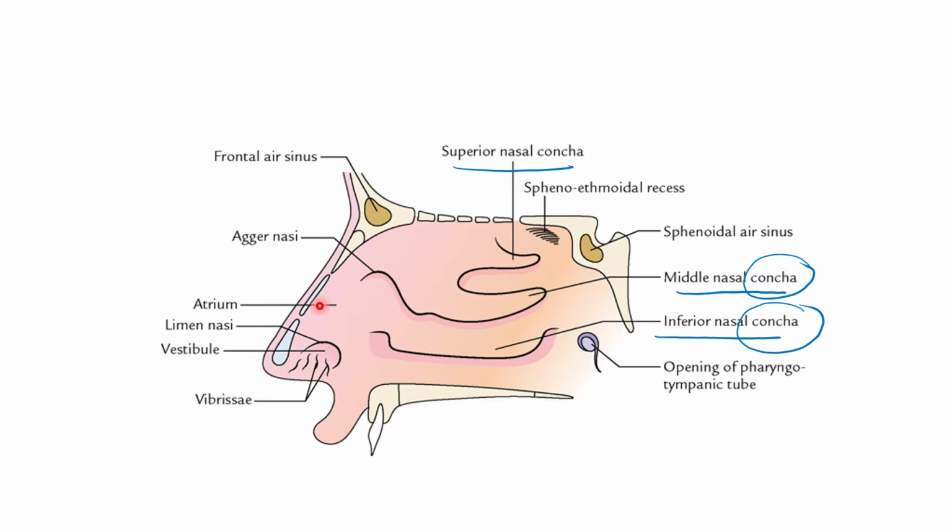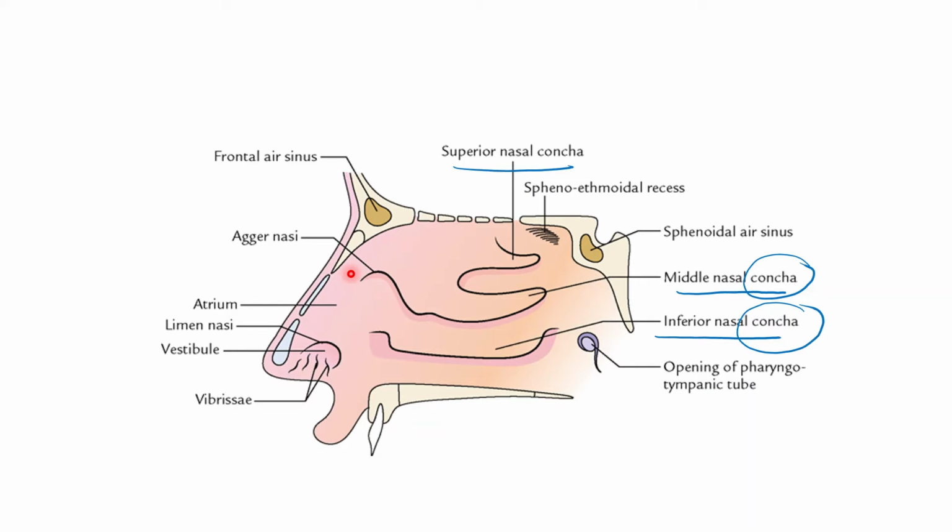This atrium above is separated from the vestibule below by the mucocutaneous partition or the mucocutaneous ridge, which is seen over here, called the limen nasi. So the limen nasi is nothing but the mucocutaneous ridge separating the atrium above from the vestibule below.